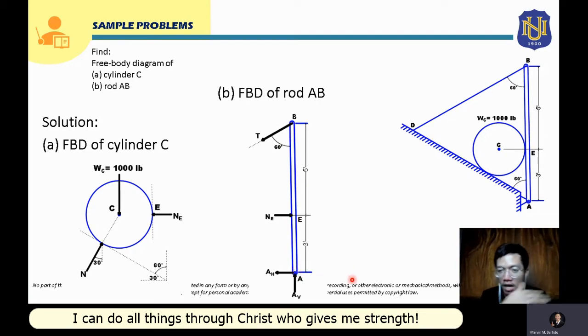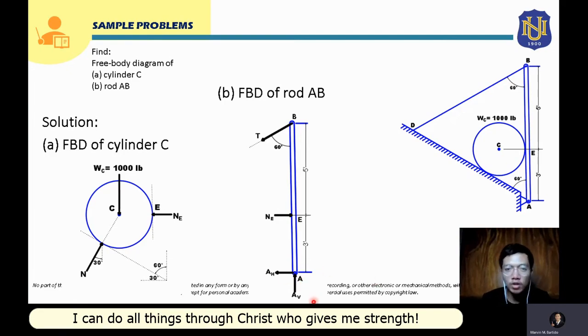So it has to be resisted by the reaction forces here at AH and AV. That's why your AH should be directed to the left so that it can resist its movement, which will be to the right. It will move to the right if it is pulled downward, so this rod will move this way, so it has to be resisted by AH.